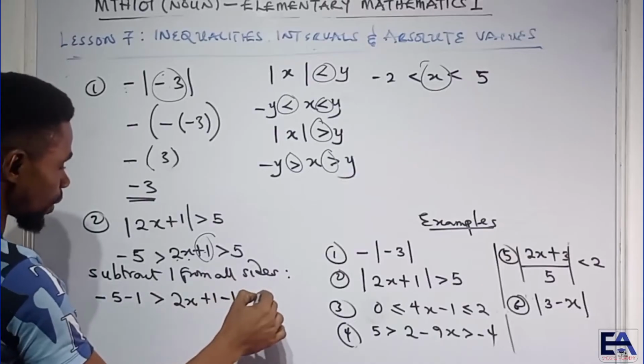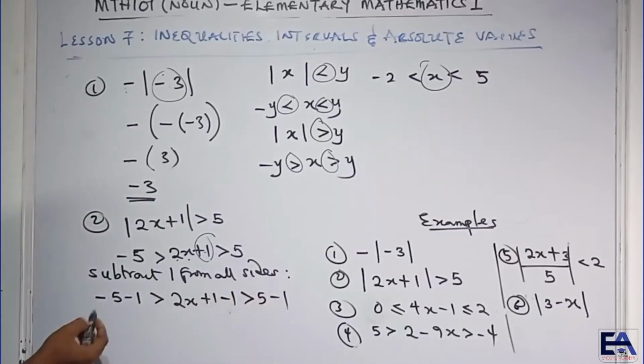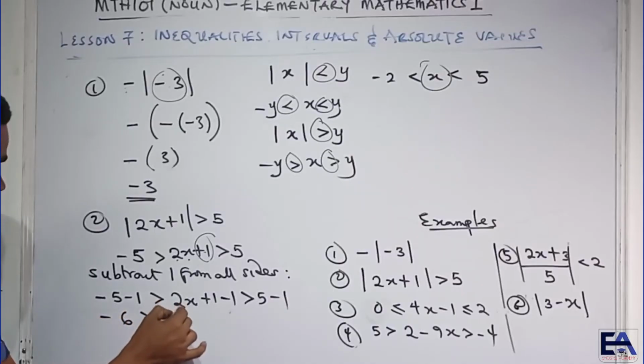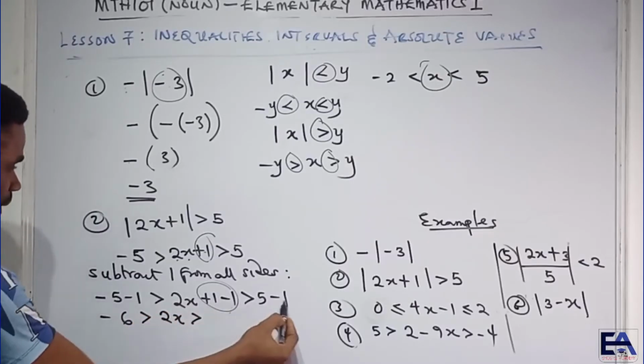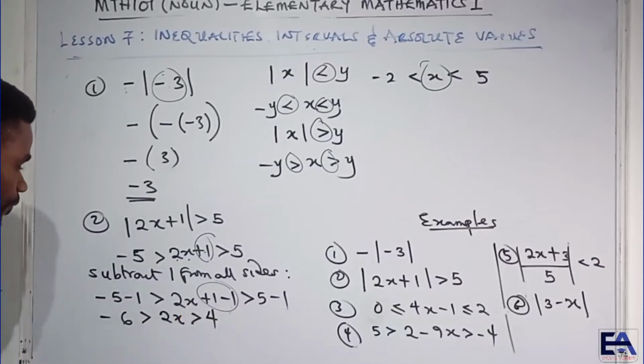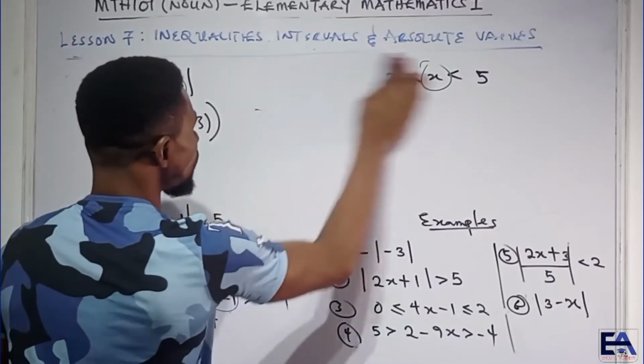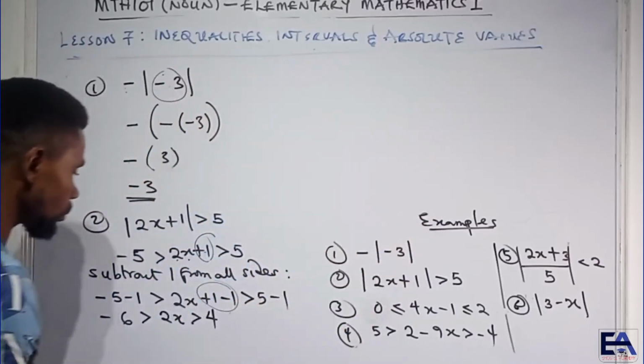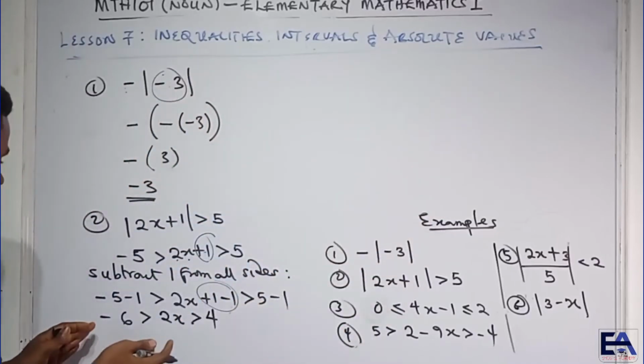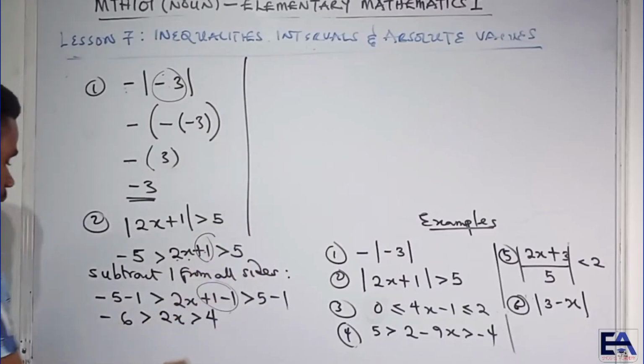And then we have 5 minus 1. So minus 5 minus 1 will give us minus 6. Then we have minus 1 plus 1 is 0. So we have 2x remaining. And then this one, 5 minus 1 will give us 4. Okay? 5 minus 4 will give us 4. Okay? Now, as you have it this way, you continue.